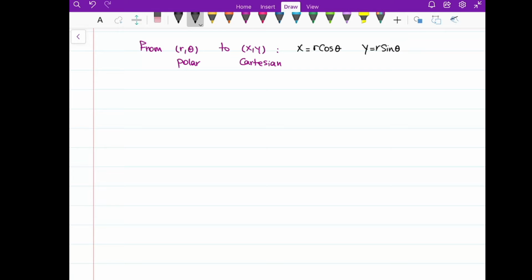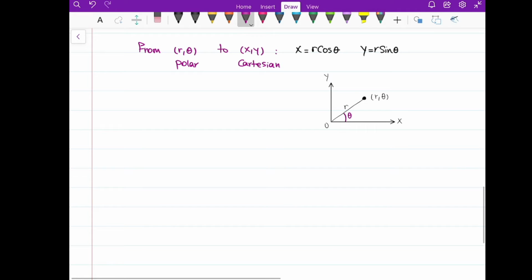Why is that? It's just because of this. You see, I have the x-axis, I have the y-axis, and just assume that this is the point r and theta that is given. So this length is r, the distance from the point to the origin, and then I have theta in here. So I have a right triangle in here. This length would be the x coordinate of this point. This length would be the y coordinate of this point.